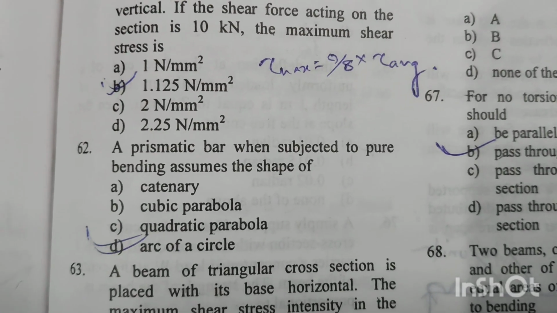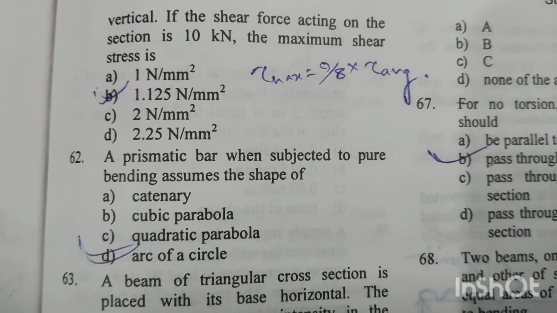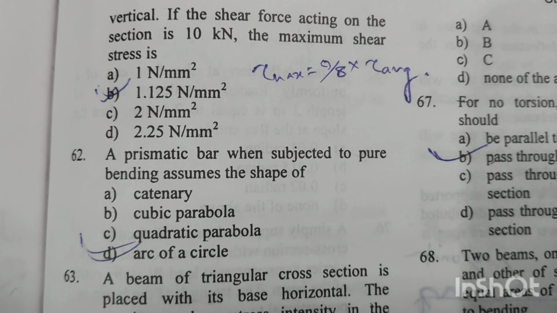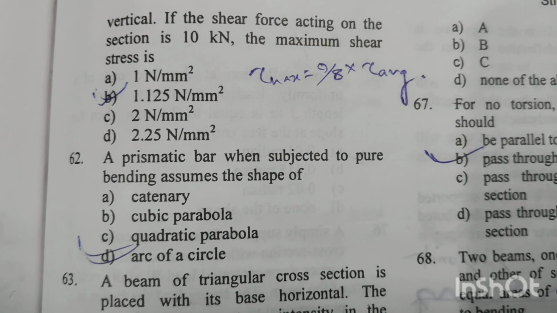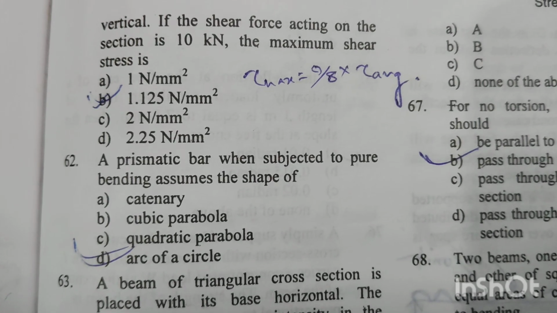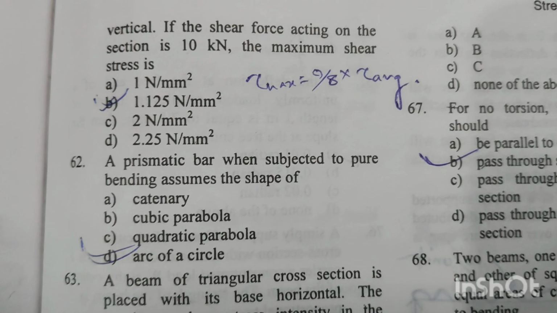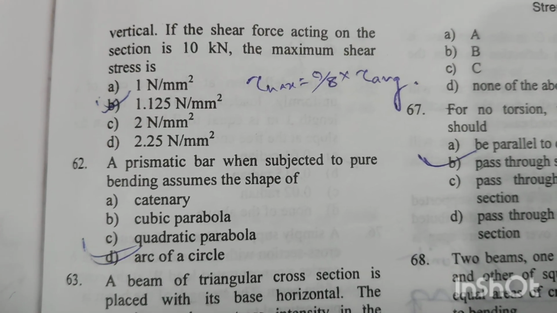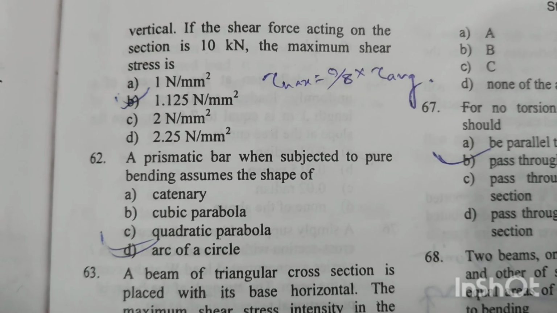Question number 62. A prismatic bar when subjected to pure bending assumes the shape of an arc. A prismatic beam having a constant cross-section throughout its length, subjected to pure bending, bends into the shape of an arc of a circle. This is because under pure bending, the bending moment and the radius of curvature remain constant. D is the right answer.